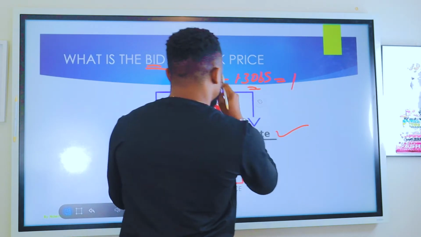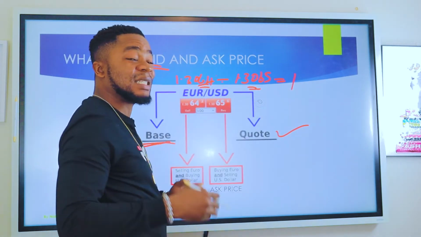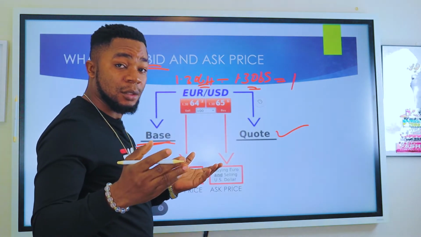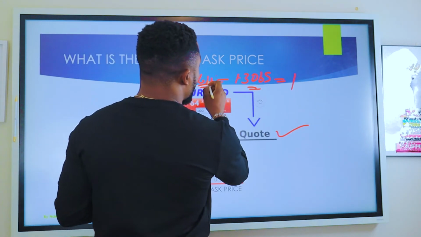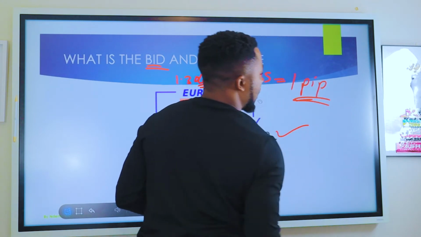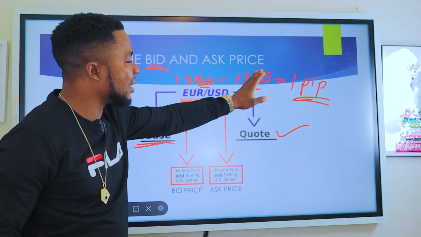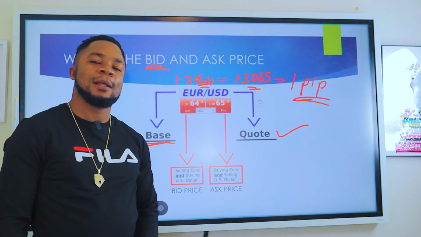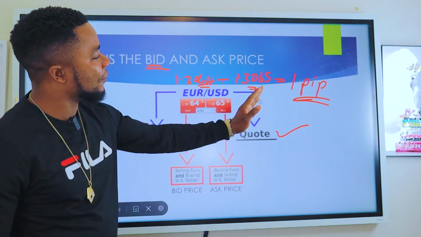The difference between the bid and the ask price is measured in terms of pips. If you subtract this and this, you have 1, which is called 1 pip. And that 1 pip stands for the spread of this currency pair.